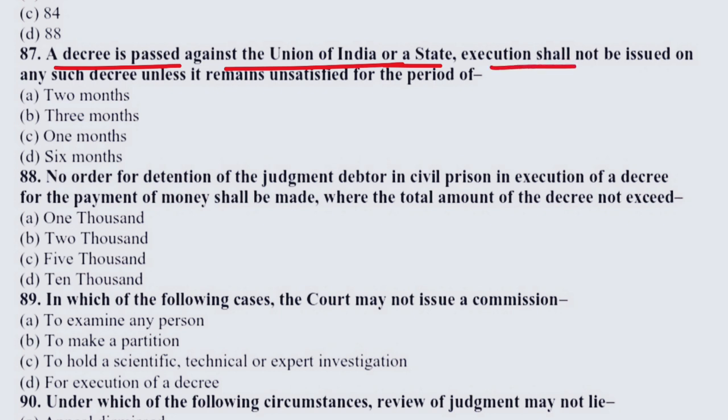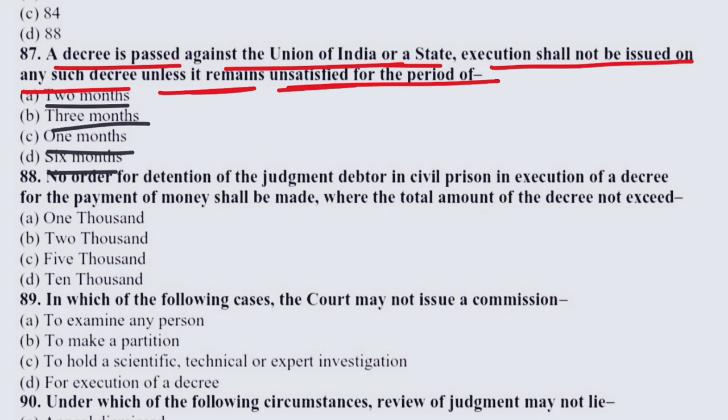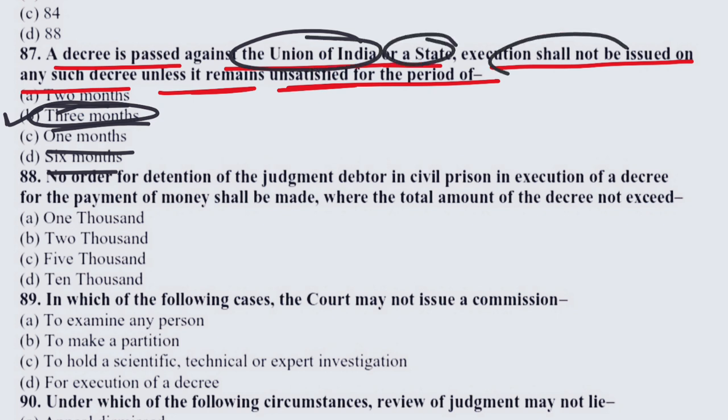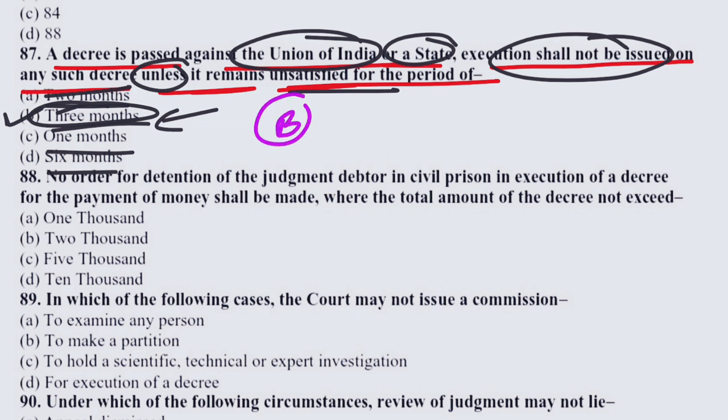Okay, execution shall not be issued on any such decree unless it remains unsatisfied for the period of, options are 2 months, 3 months, 1 month and 6 months. So in this case the correct option would be option B, that means 3 months. That means a decree is passed against the Union of India or state. Execution shall not be issued on any such decree unless it remains unsatisfied for a period of 3 months. So in this case the correct option would be option B.